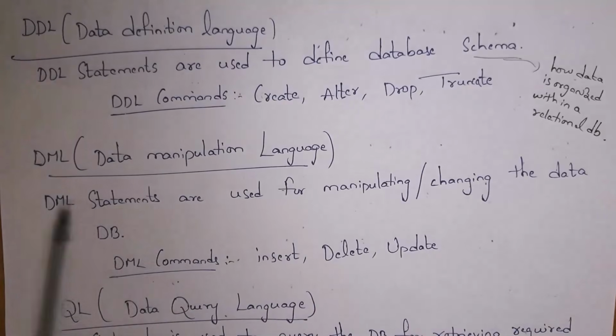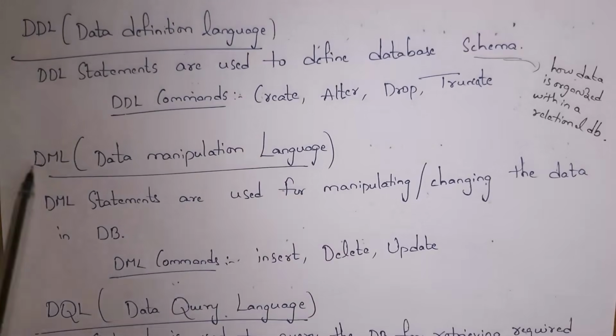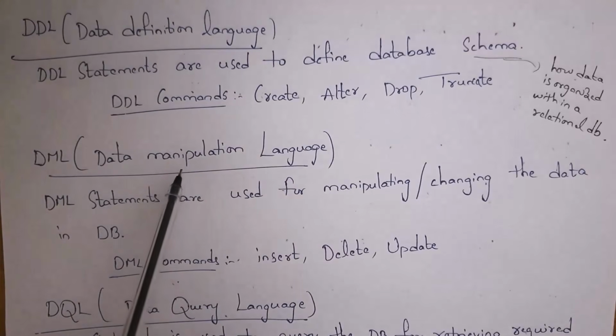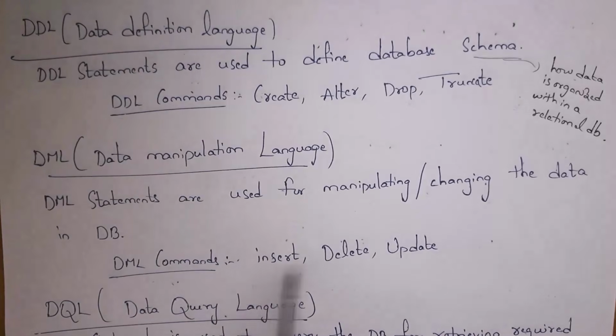Next, I will explain what is DML. DML stands for Data Manipulation Language. DML statements are used for manipulating or changing the data in database. The name itself says manipulation, that is nothing but modifying data in database. These are DML commands. They are insert, delete and update. By using these commands, we can modify data which is present in database.